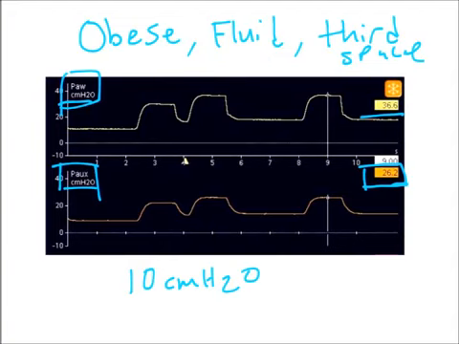So this is just another nice diagnostic, the esophageal pressure, in patients that are obese or severely fluid overloaded. I'm precisely setting, I have room to play. And that's plateau pressure.